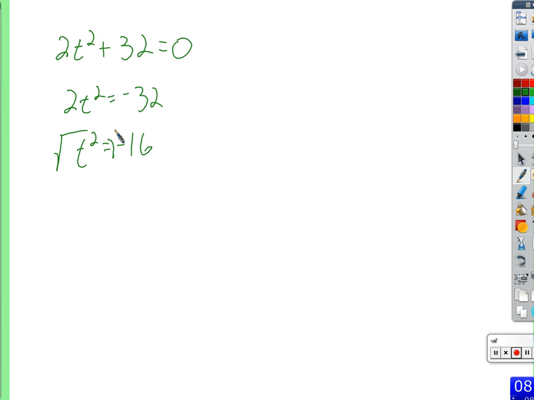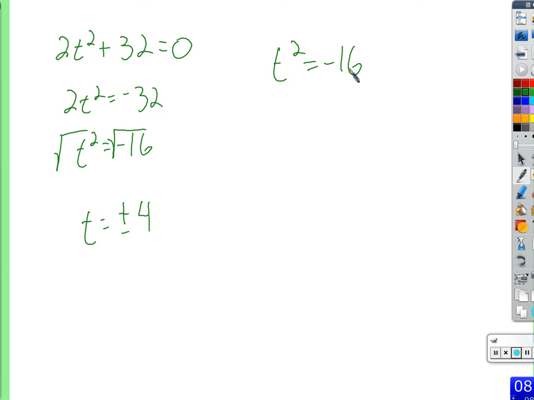Okay, so here's where things get interesting. We take the square root of both sides. How many of you, if you got here, did this? Just put plus or minus 4. Okay, well, let's think about that. We are looking for a number that will make this equation true, okay?